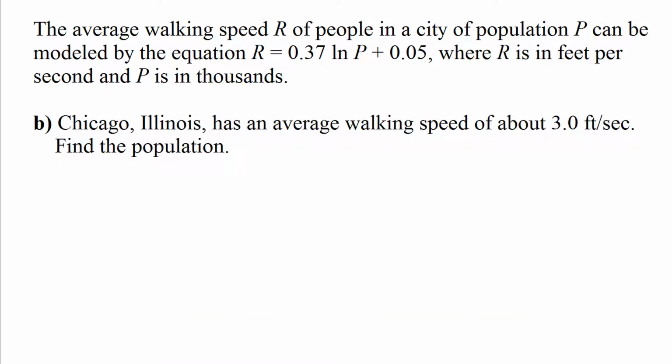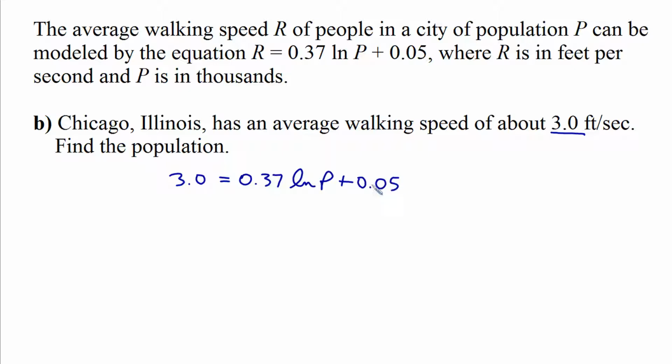Part B. Chicago, Illinois has an average walking speed of about 3.0 feet per second. Now we're asked to find the population. So this time, we're given r. So we'll write 3.0 = 0.37 ln(p) + 0.05.